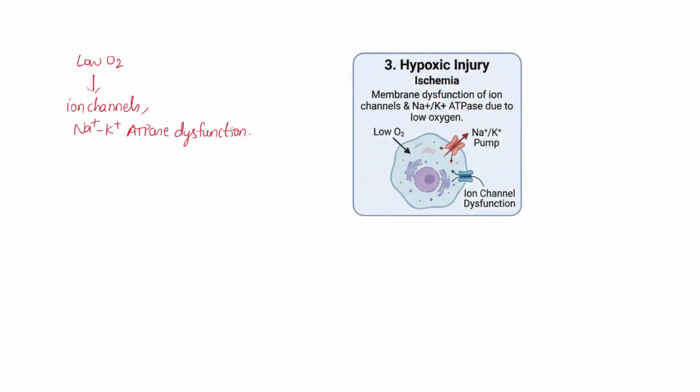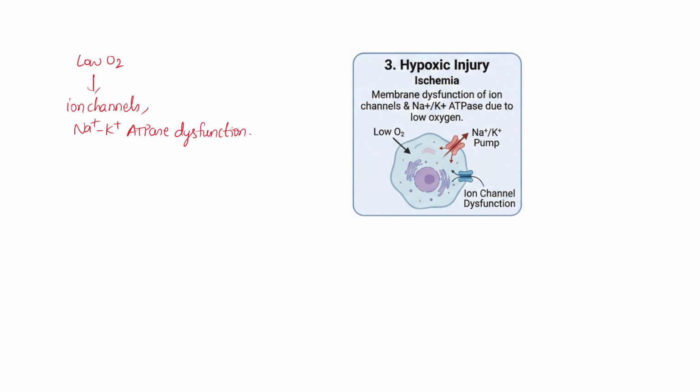Then next comes hypoxic injury. Hypoxic injury means there are low oxygen levels. Because of low oxygen levels, the ion channels and the sodium potassium ATPase will not function properly. Because of that, the cell will not be functioning.